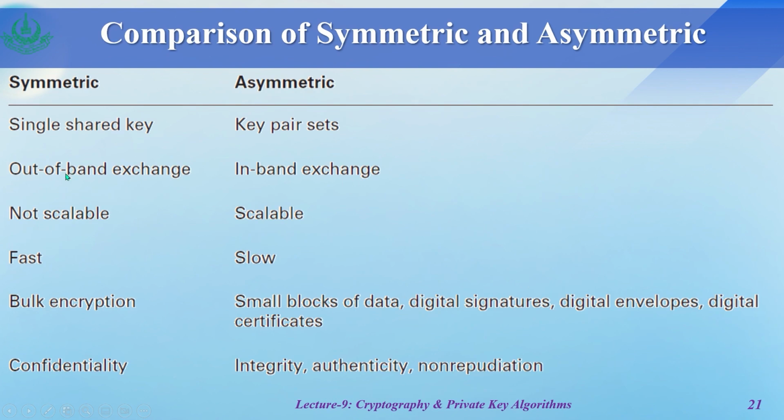Symmetric uses a single shared key, out of band exchange, is not scalable, and is used for fast bulk encryption and confidentiality, while asymmetric uses a pair of keys, with in-band exchange, is scalable, and is slow, used for small blocks of data, digital signature, digital envelope, digital certificate, integrity, authentication, and non-repudiation.